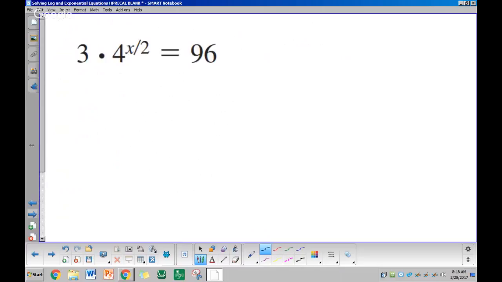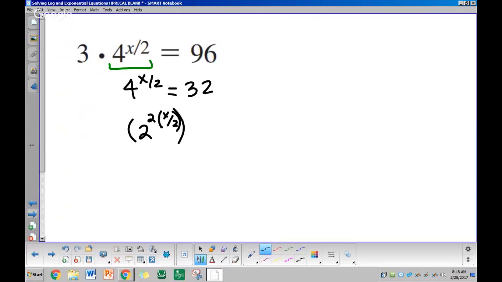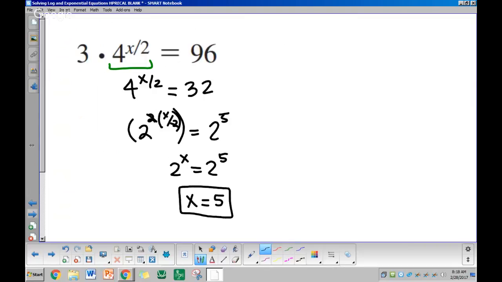I made this multiplication symbol very large so you know it's multiplication, and we're not multiplying the 3 and the 4 together. We have to isolate the exponential here. So it's going to be 4 to the x over 2 equals 32. Now, I can't get them base 4, so I can get base 2. So this will be 2 to the second times x over 2 equals 2 to the fifth. And the 2's cancel here, so this is 2 to the x equals 2 to the fifth, which is x equals 5.